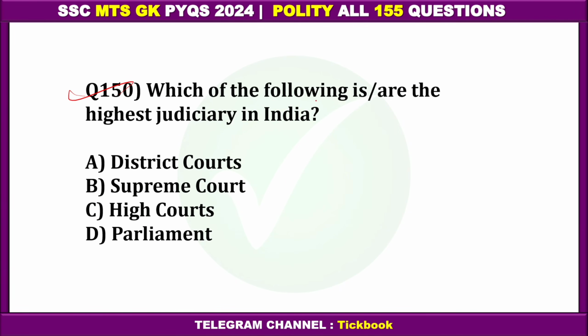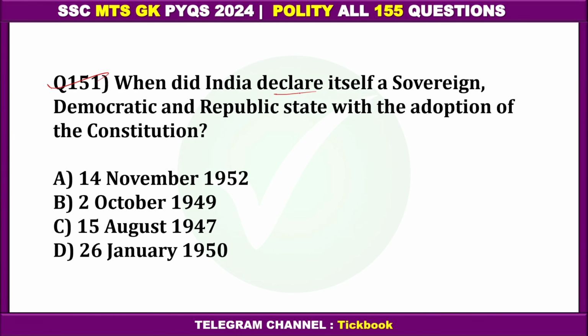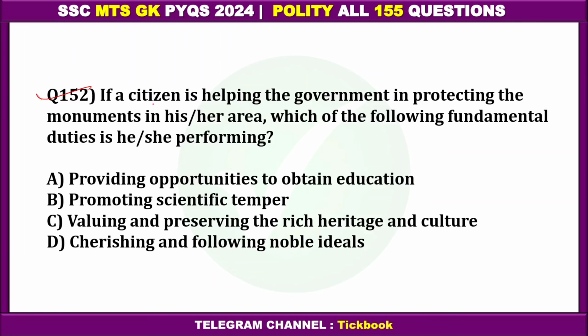150. Which of the following is the highest judiciary in India? Number B, Supreme Court. 151. When did India declare itself a sovereign, democratic, and republic state with the adoption of the Constitution? Option number D, 26th January 1950. 152. If a citizen is helping the government in protecting the monuments in his or her area, which of the following fundamental duties is he or she performing? Helping the government in protecting the monuments.